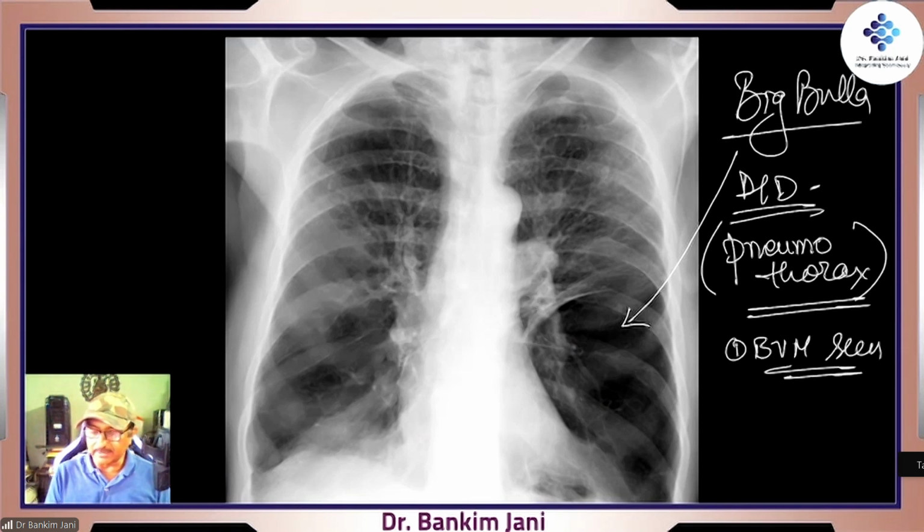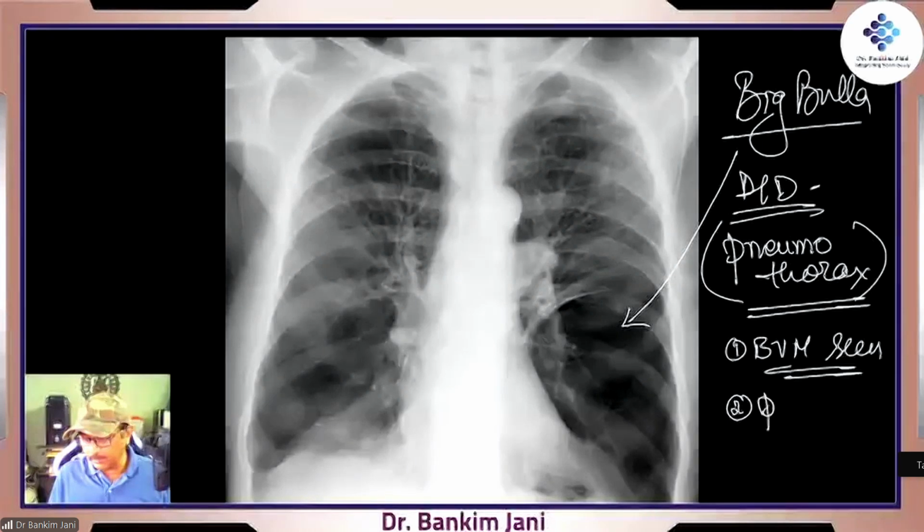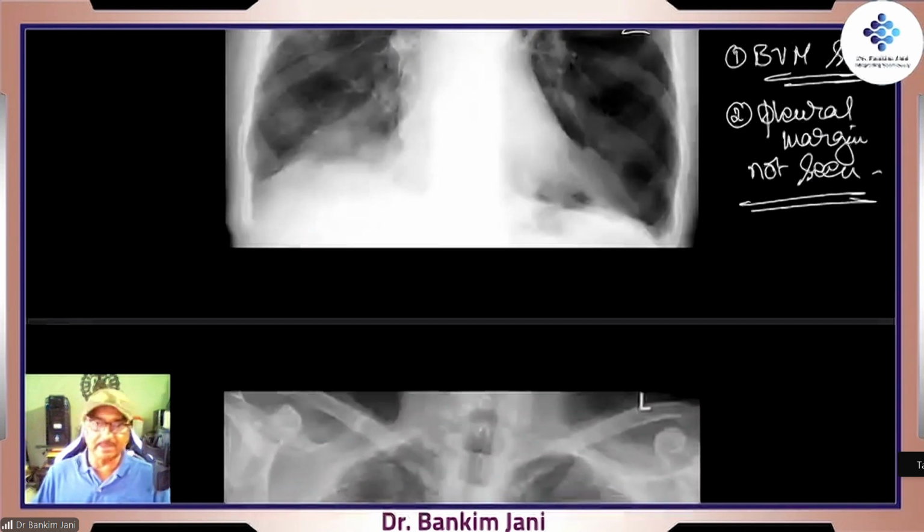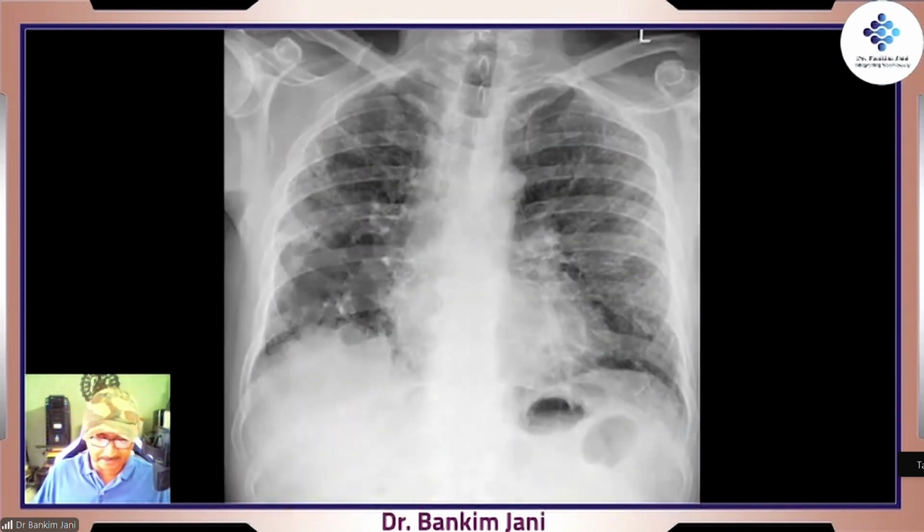In pneumothorax, not a single bronchovascular marking is seen because the whole lung itself is pushed, and we'll be able to see the pleural margin. In this one, the pleural margin is not seen. If this is not very clear at this point, next time it will be very clear. Then I'll show you both the X-rays together, and we'll discuss even the pneumothorax.